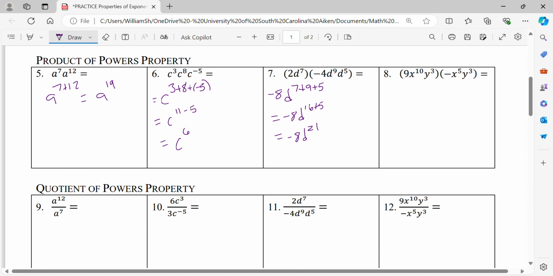It's not worried about the negative out in front of the 8. Okay, so don't try to do anything extra there. It's okay that the 8 is negative. We just don't want any negative exponents.